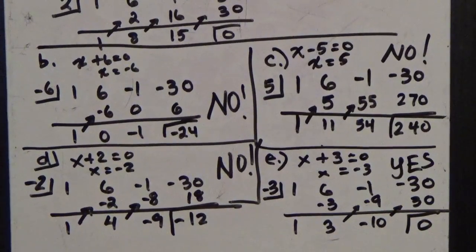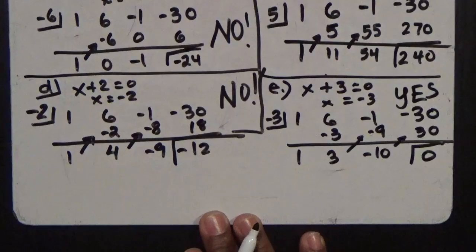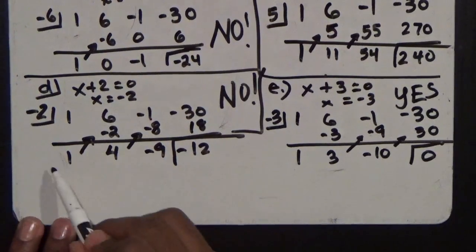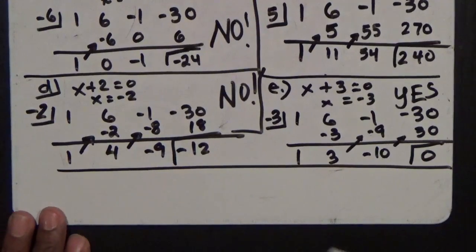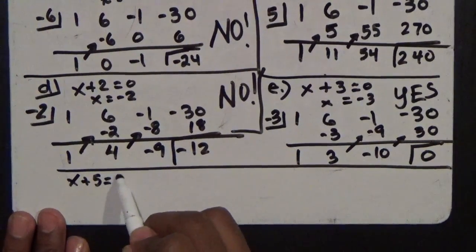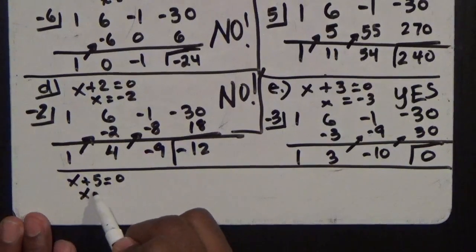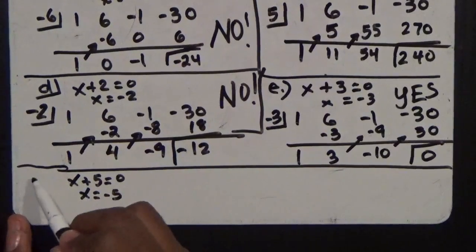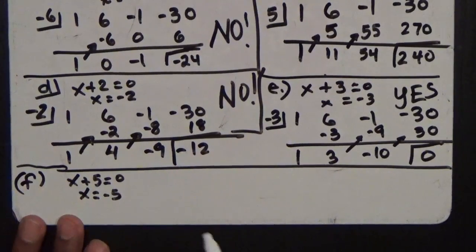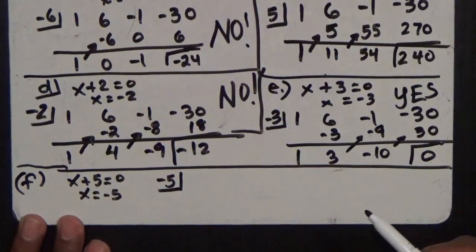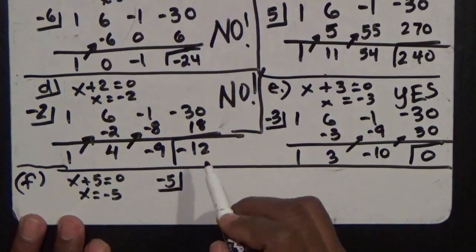All right, and then the last one, I'm going to try to squeeze it on this board. The last one is x plus 5. We're going to set it equal to 0. That's going to give us x is equal to negative 5. What letter is this? F. So my 0, or my root, is negative 5.